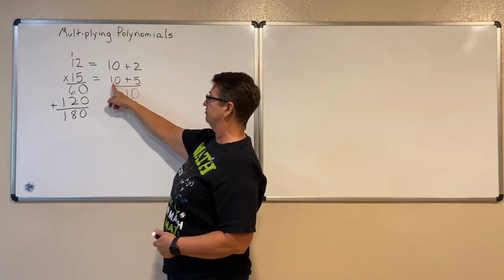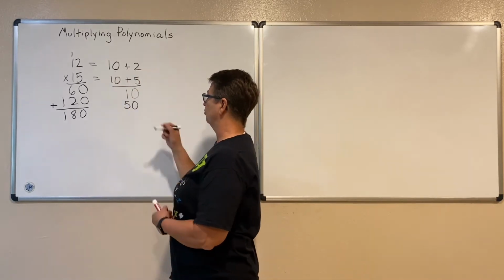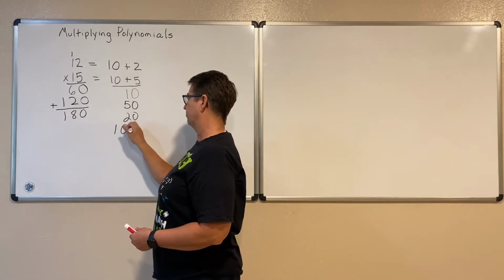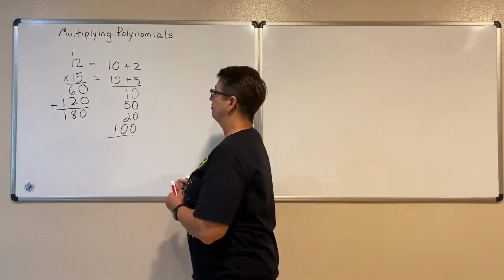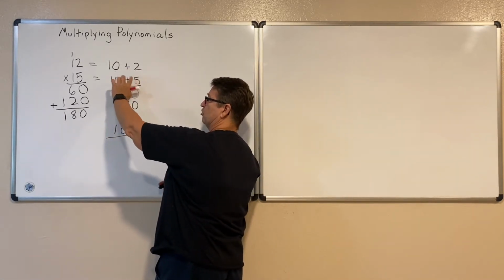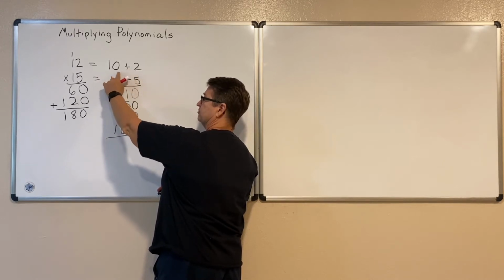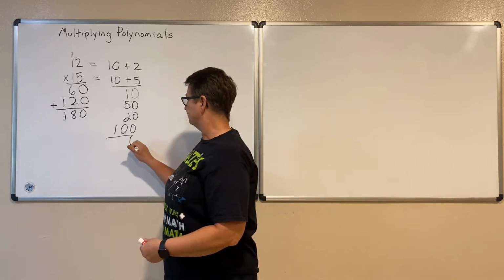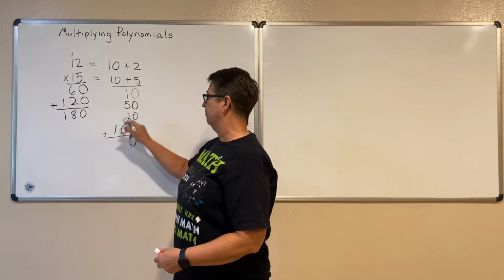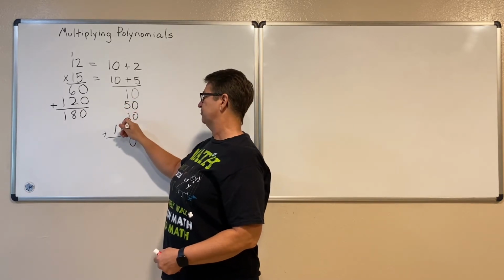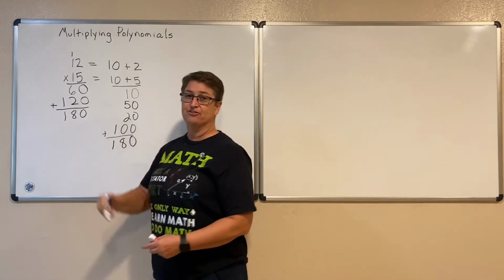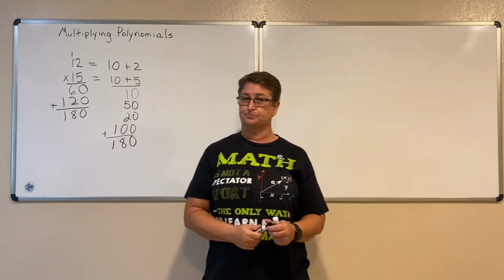Now I'm going to multiply this 10 times the 2 to get 20, and 10 times 10 to get 100. So notice that this 5 multiplied times both of the terms, or both of the numbers, and the 10 multiplied times both of the places as well. Now I'm going to add that all together. At the end, I'm going to add them. So 1 plus 5 is 6, plus 2 is 8, and then 1. Notice I got the same answer both ways.